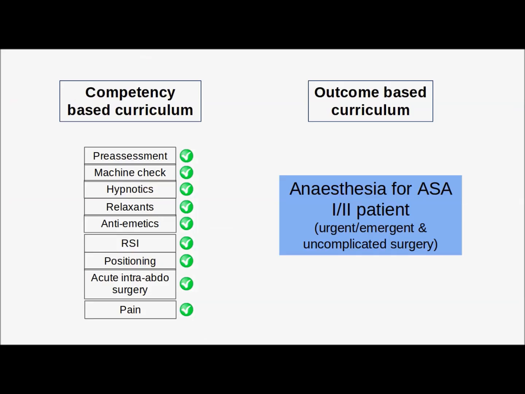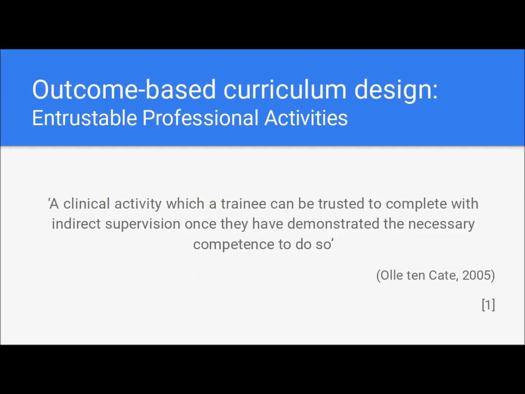This means moving away from a competency-based approach in which individual skills are assessed in isolation to one which focuses on training outcomes that better translate to the expectations of the workplace. One example of an outcome-based approach to curriculum design is the use of Entrustable Professional Activities. EPAs are used in several postgraduate training programs in Europe and North America, but have yet to be implemented in the UK.